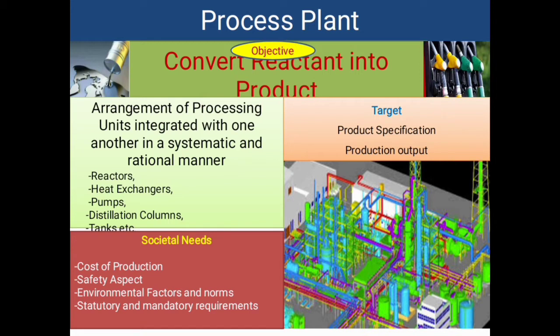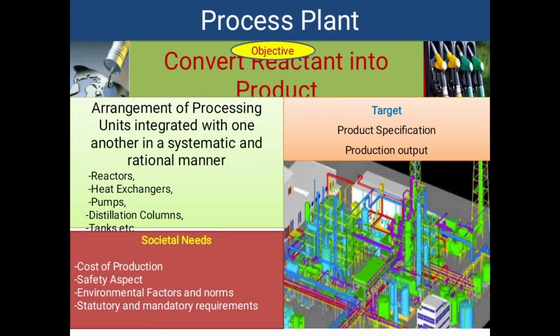To achieve this target, all the reacting units, processing units, purification units, and other accessories are arranged and connected with interlocks. So to operate this process plant, one should know which equipment is placed in which place, what is its role, what are the next downstream equipment, and what are the upstream equipment. Then only you can operate the plant successfully.